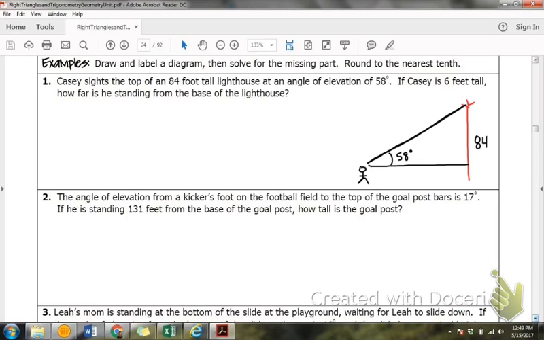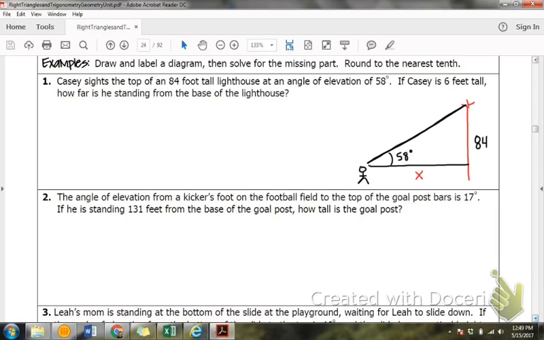If Casey is 6 feet tall, how far is he standing from the base of the lighthouse? So if we're talking about the base of the lighthouse and how far is he standing, wouldn't you agree that's this space right here? Okay, so we're going to call this X over here. Now, here's something we have to consider. We have to consider that he's already 6 feet tall. So he's not looking up at 84 feet tall of a lighthouse. How far is he actually looking up if we take into consideration his height?